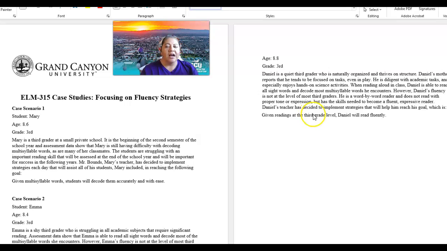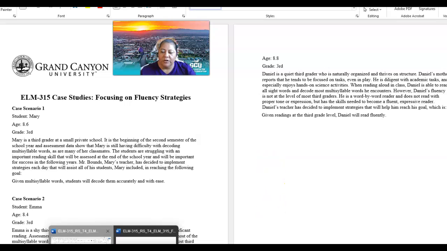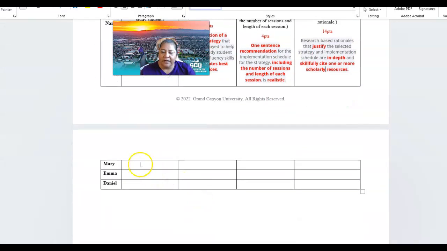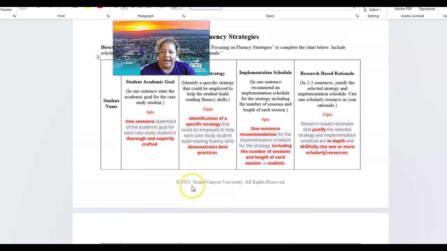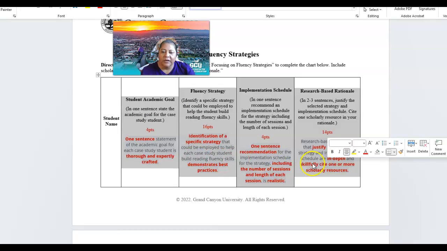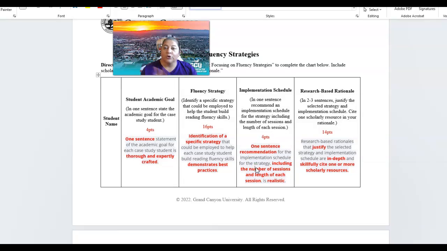So I have given you pretty much the goals for each of these students. And now in your assignment, you need to look at your assignment, and you're going to fill it in for Mary, Emma, and Daniel. And in these columns is what you're going to include. So what I wrote in red, you don't have on your sheet, because what I have highlighted in red is straight from the rubric.